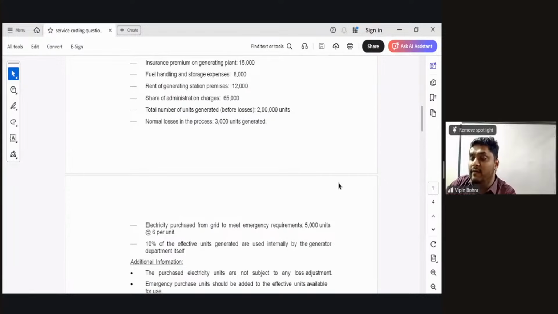10% of the effective units generated are used internally by the generator department itself. So out of the total units generated, 10% is used by the generator department itself, that is for generation of electricity.